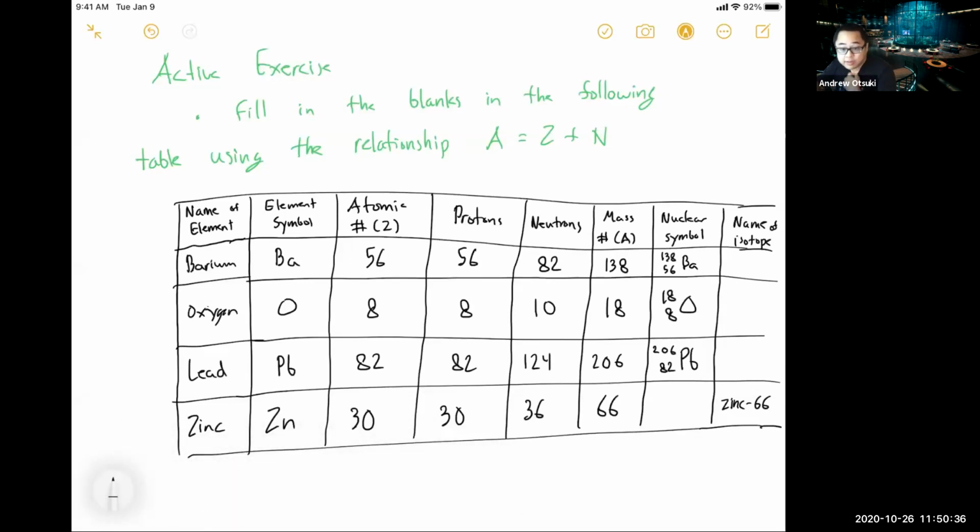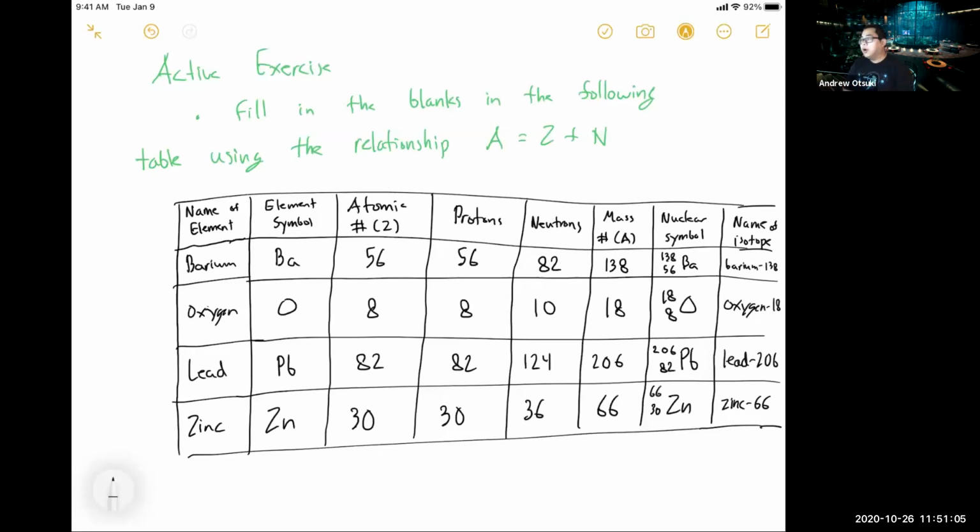All right, and then we have zinc right here, 66, 30. And now let's name them. So this is barium 138. Sorry if it's small. I should have given myself more room. Oxygen 18. And lastly, lead 206.